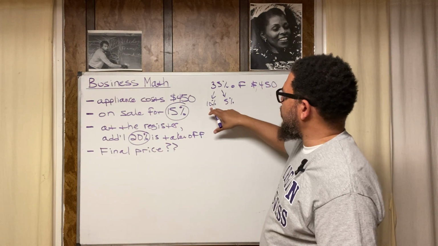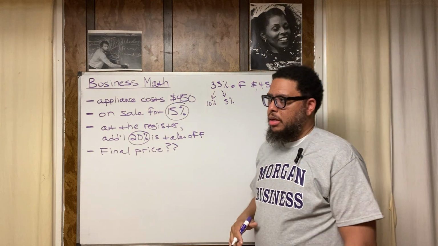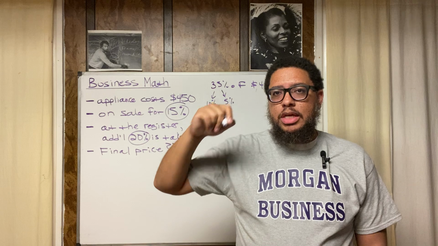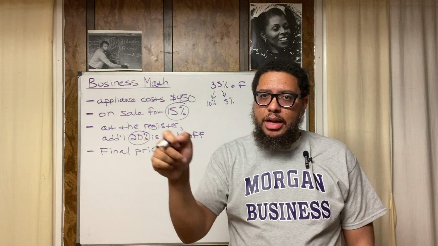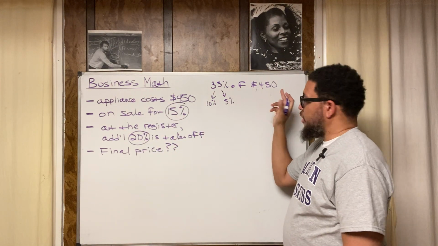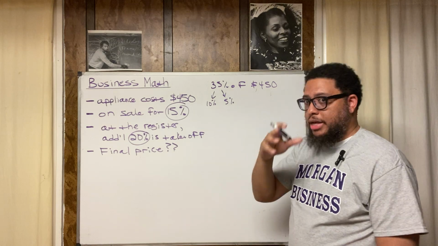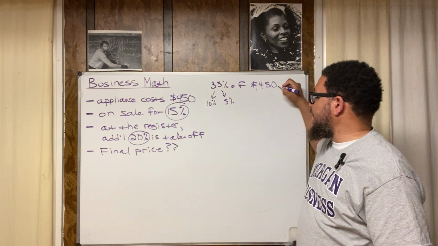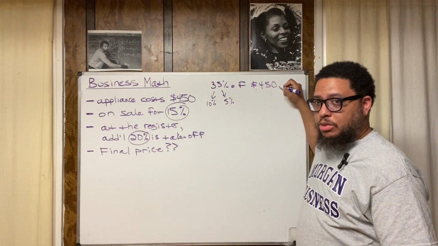Now, how do we find 10% of any number? This is how you find 10% of any number. You look for the decimal point in that number. In this case, we're talking about 450. Somebody gonna say, well, hey, I don't see no decimal point. Right, you don't. There's an invisible decimal point after the last digit in a whole number.